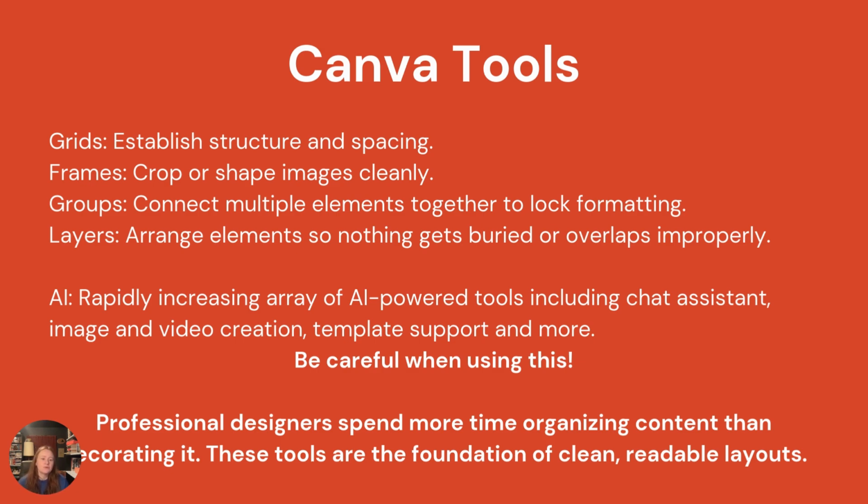Frames will allow you to crop or shape images. So you can have an image that is a traditional rectangle image, but then there's all these different frames in Canva that will let you do it in different shapes, which can really add to anything that you're presenting, or start to give you that distinctiveness that you want to have.